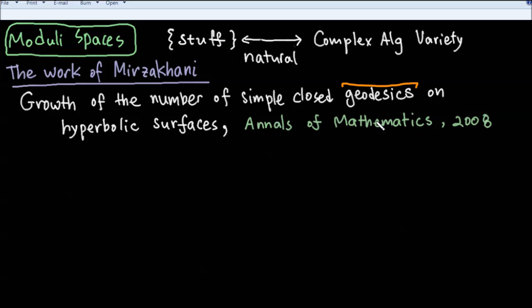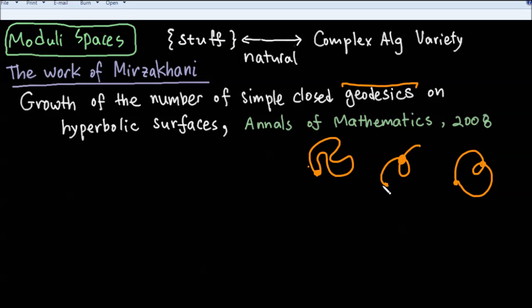It's given a metric. Simple means that there's no crossing in here. So if you cross it like that, it's not simple. And closed means you have to come back to where it started. So if I do that, it is closed, but it's not simple. But if I do this, then it's simple and closed. So those are the curves.